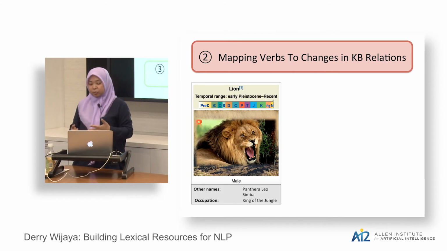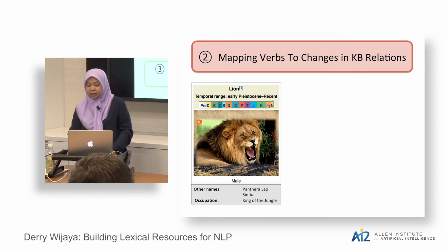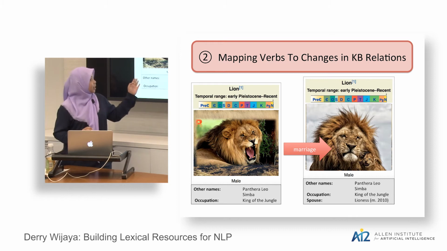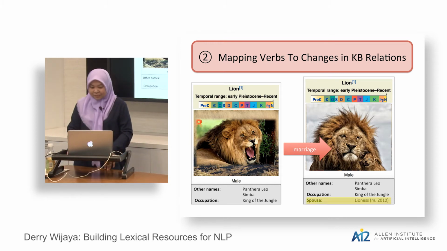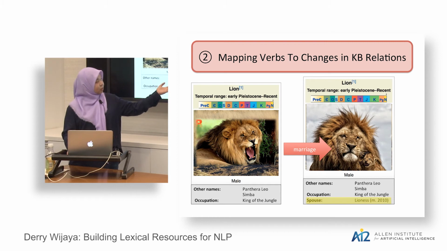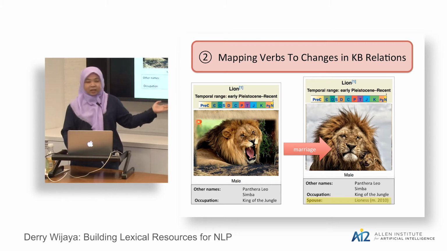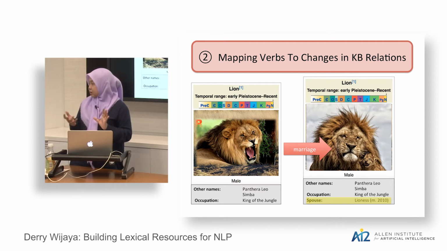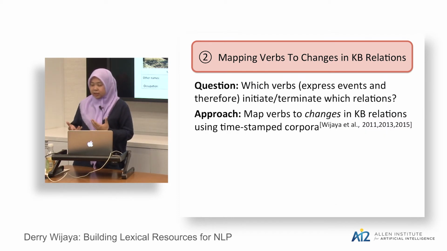The second part is, how do we map verbs to the changes in the knowledge-based relations? So the way we see it, when state-changing events happen to entities, for example, this lion, it changes the lion itself and also the relationship of the lion in the real world. And it's reflected, for example, in Wikipedia, in the info box information. So discovering what changes in the real world can help us update the knowledge base. So how do we learn this mapping between the verbs and the knowledge base relations that it initiates or terminates?